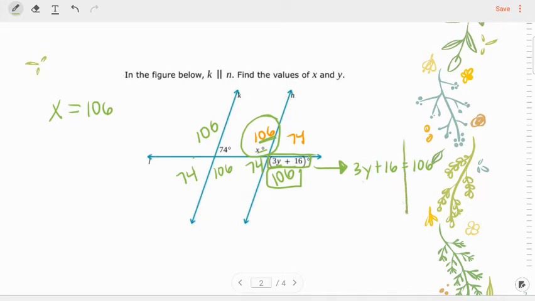I draw my equal sign. Here's my y. And remember, I get whatever's further from y first. So I'm going to subtract 16 and total everything up. I bring down 3y, I bring down my equal sign, and I bring down the 90.